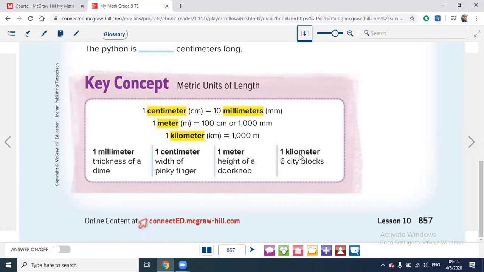And the fourth one is kilometer. We use a kilometer to find the distance between cities. For example, the distance between Riyadh and Dammam is about 300 kilometers. We use these units to measure length. These are the units of measuring length: millimeter, centimeter, meter, and kilometer. Millimeter is for very small objects.